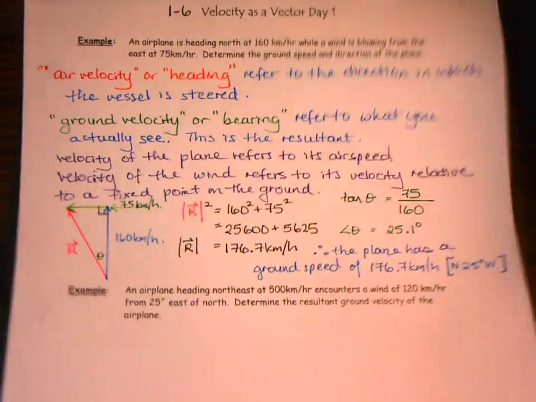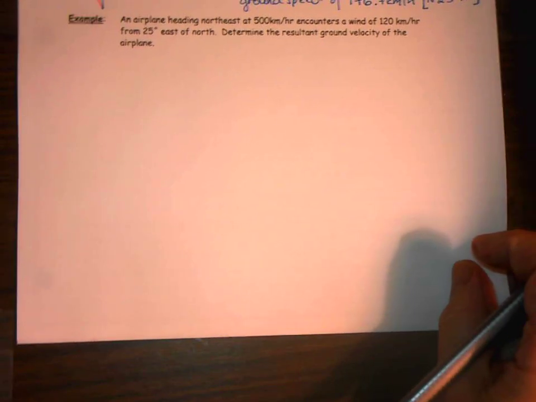Okay, let's take a look at the second question. For example 2, you have a plane that's heading northeast at 500 kilometers per hour, and it encounters a wind of 120 kilometers per hour from 25 degrees east of north. Determine the resultant ground velocity of the airplane. Okay.